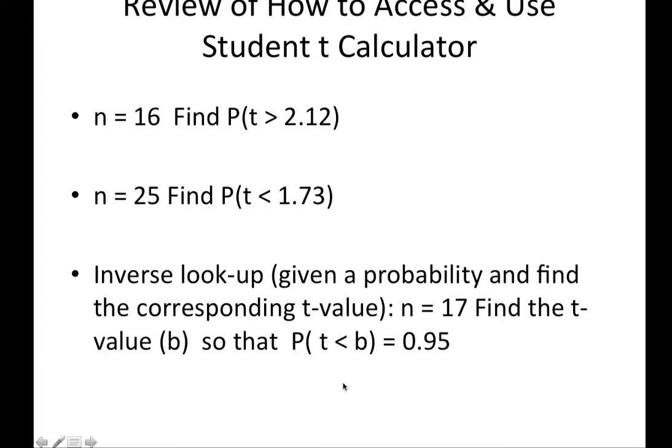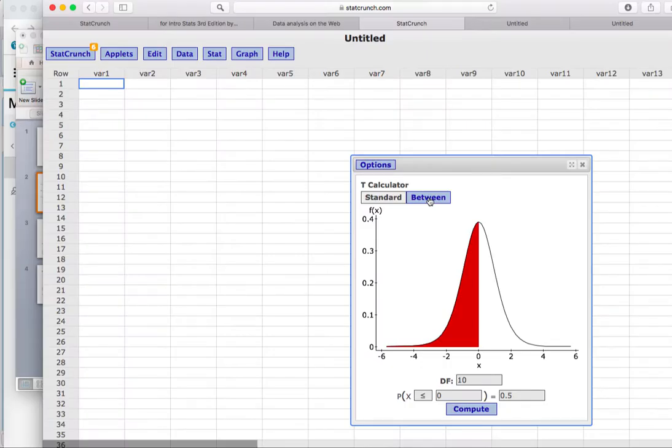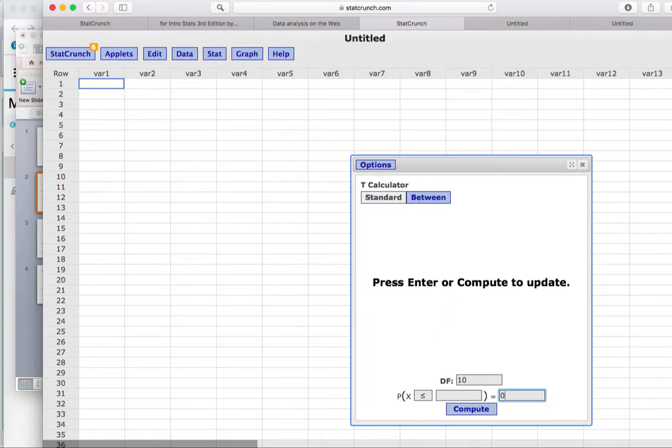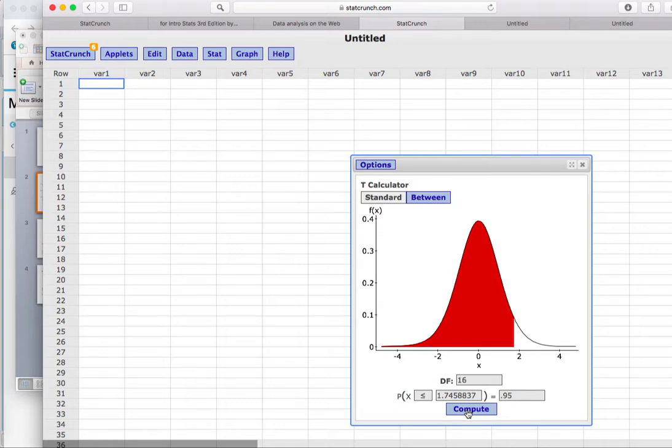And finally, we're going to think about doing an inverse lookup. We want to find a particular value, we'll call it b, so that the probability t is less than that value is 0.95. So what we're going to do is pull up our calculator. Now we know the area. We want the area to be 0.95. If the sample size is 17, that will make for 16 degrees of freedom. And we find that the t-value in question is 1.7459-ish.